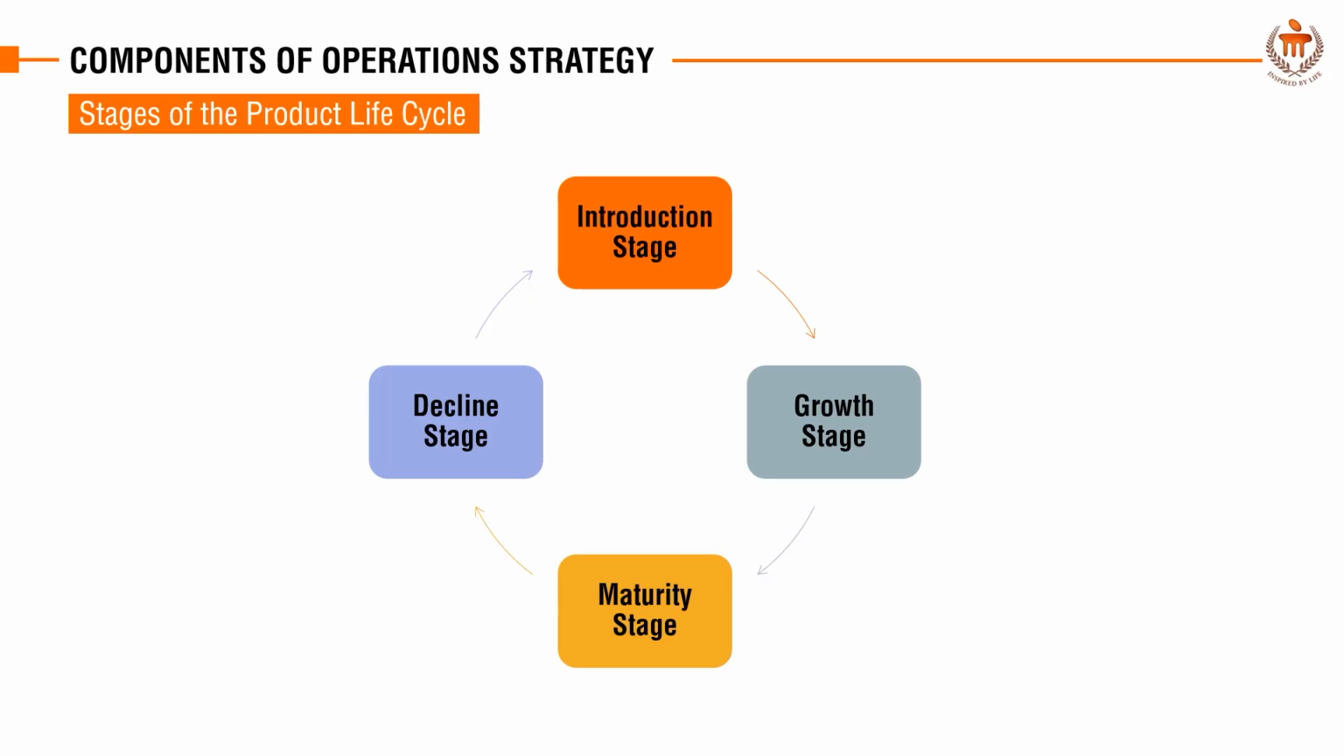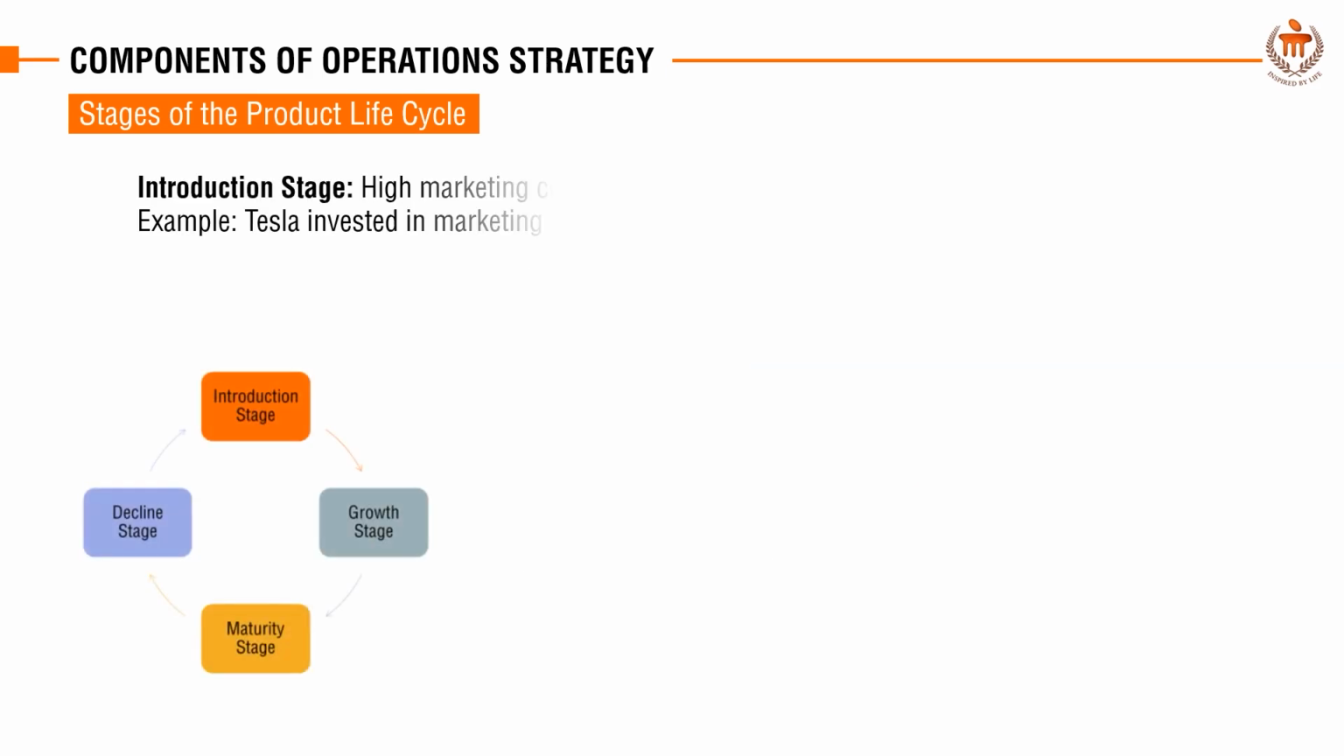The product lifecycle encompasses several stages that a product goes through from its inception to its eventual decline. Understanding these stages is crucial for effective marketing and management strategies. The four main stages of the product lifecycle are as follows. The first step is introduction.